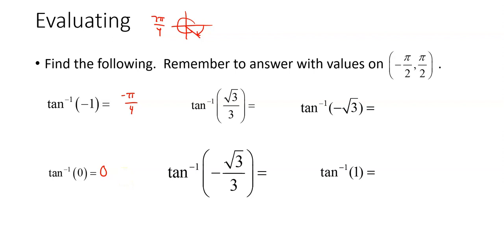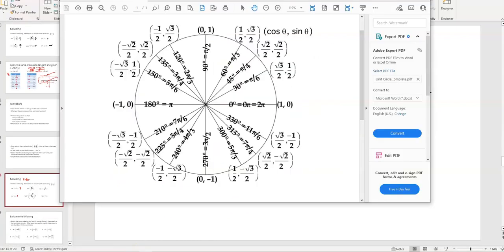What about the inverse tan of square root of 3 over 3? Where on my unit circle are the two values the same that would produce a square root of 3 over 3? Look right here. If I take sine and divide it by cosine, I get 1 over the square root of 3. 1 over the square root of 3, if I hit top and bottom with a root 3, becomes square root of 3 over 3.